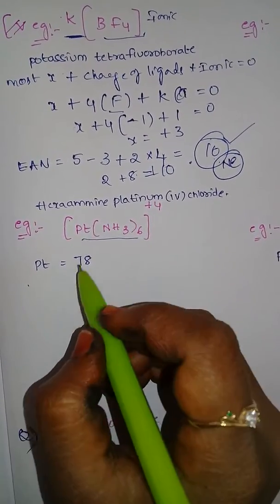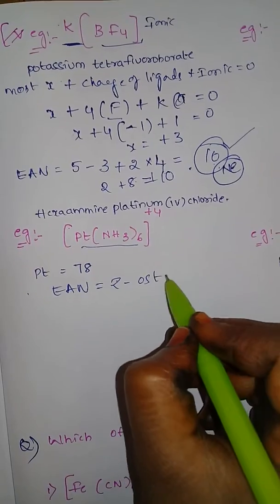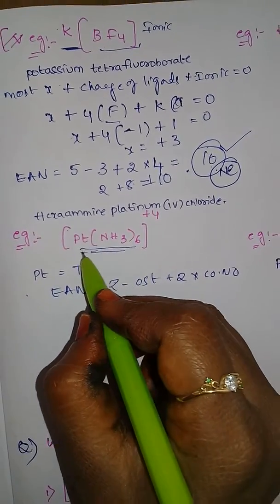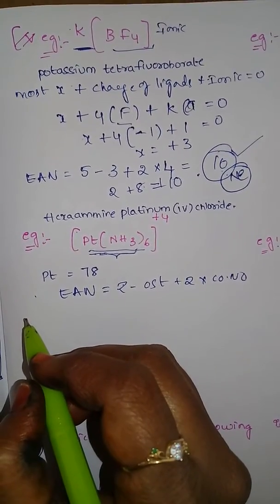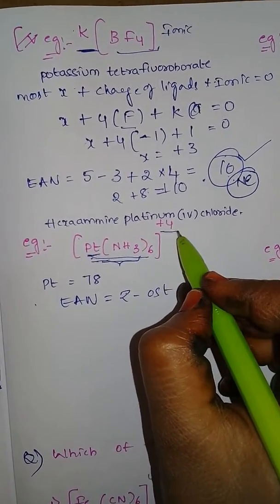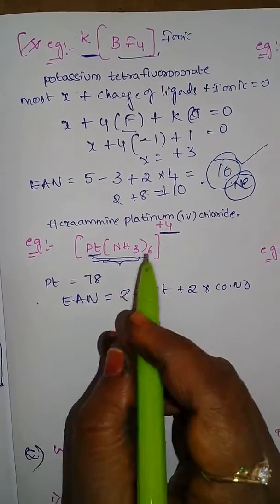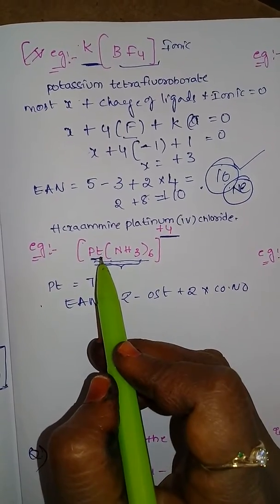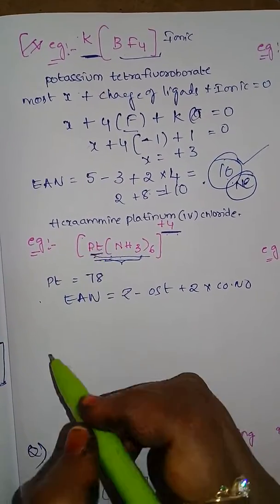In the next example, EAN value is equal to Z minus oxidation state plus 2 into coordination number. We have to find the oxidation state first. Based on the previous trick, if the coordination sphere contains only neutral ligands, the oxidation state of the metal is equal to the charge on the coordination sphere. What is the charge on the coordination sphere here? +4. So the oxidation state of this metal is +4.